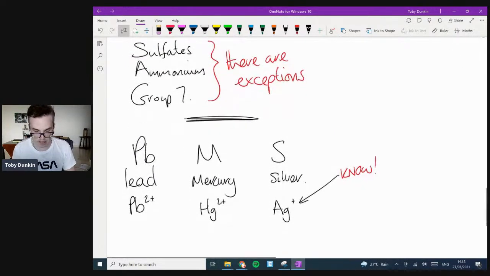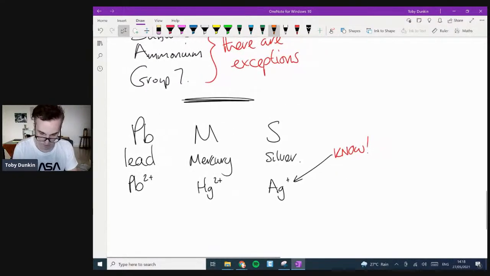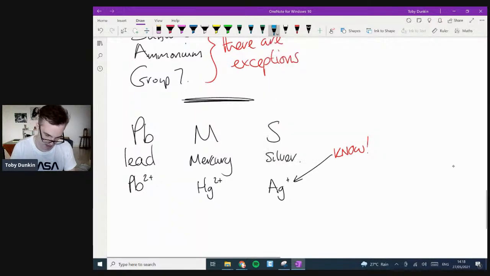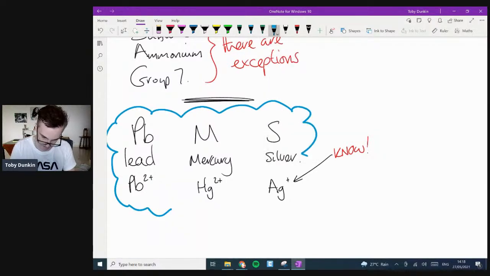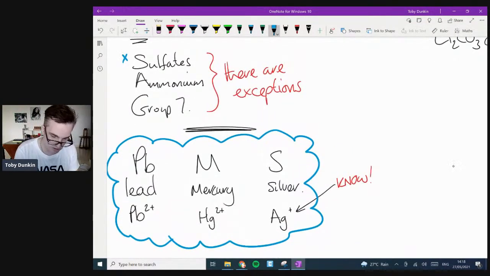Now, what the exceptions are, for all three of these, so lead sulfate, let's now color code this somehow. Let's go for blue. Light blue. There we go. Put it in blue. So lead sulfate, not soluble. Mercury sulfate, not soluble. Silver sulfate, not soluble. Do you see what I'm doing, guys? I'm matching the ion to the person in NAGSAC.